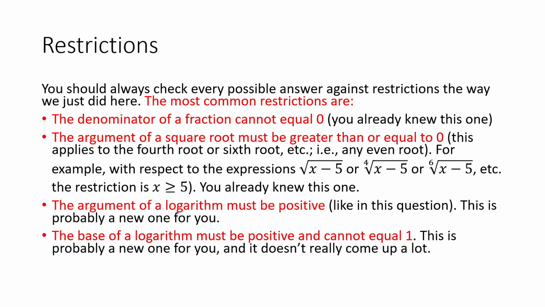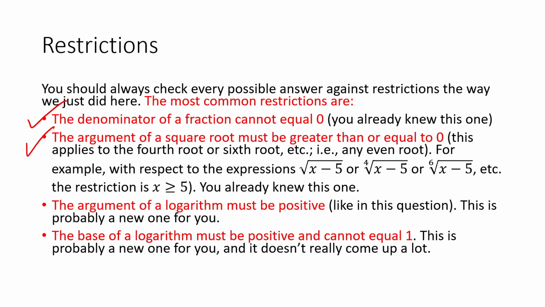So let's look at restrictions. You should always check every possible answer against restrictions the way we just did here. Now, in math, not just in logs, the most common restrictions are, this one you know, the denominator of a fraction cannot equal 0. That's a common way to determine a restriction. Another one is that the argument of a square root, in other words, the part underneath the square root, has to be greater than or equal to 0.